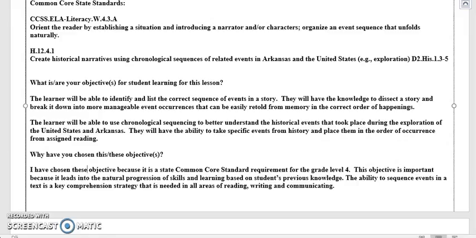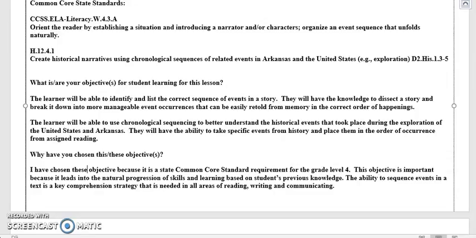The learner will be able to use chronological sequencing to better understand the historical events that took place during the exploration of the United States and Arkansas. They will have the ability to take specific events from history and place them in the order of occurrence from assigned reading. And why have I chosen these objectives?